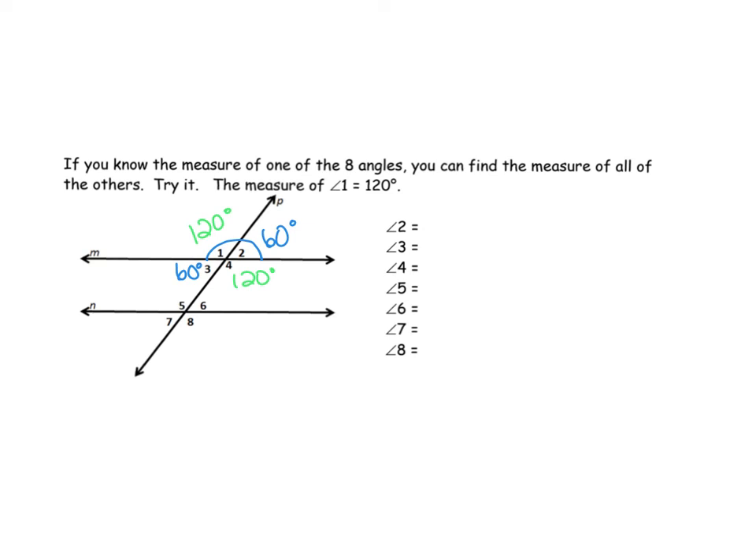What is the relationship between angles 1 and 5? 1 and 5 are corresponding, which means that they're congruent, so 5 is going to be 120, which means that 6 will be 60 because they create a supplementary angle. 7 is 60 because it's vertical to 6. And 8 is going to be 120. Notice that all the obtuse angles are 120 and all of the acute angles are 60.